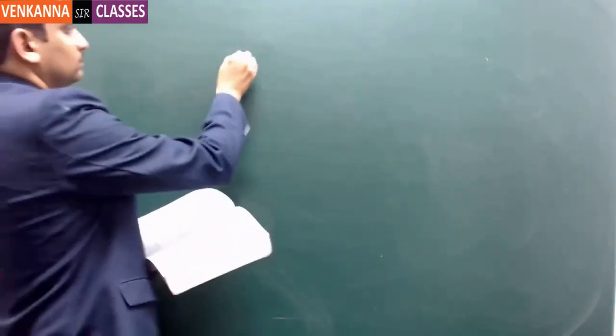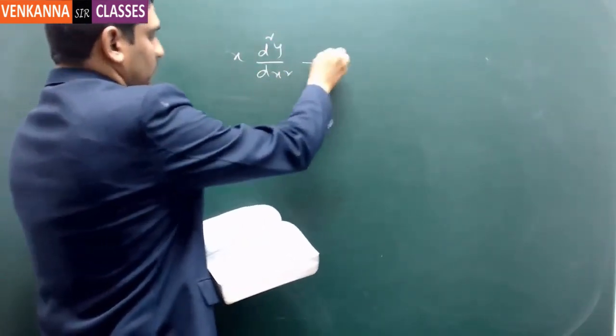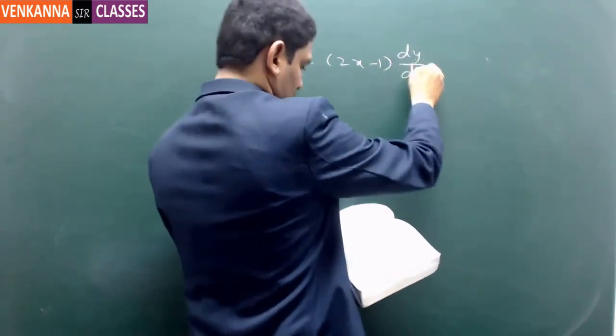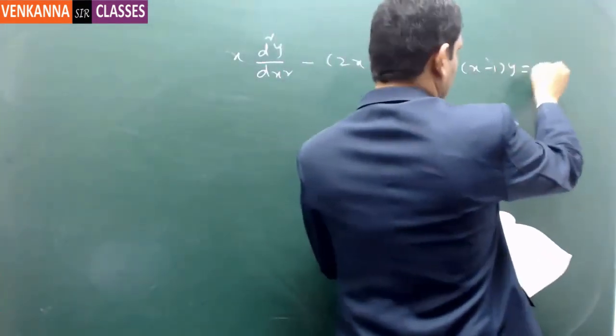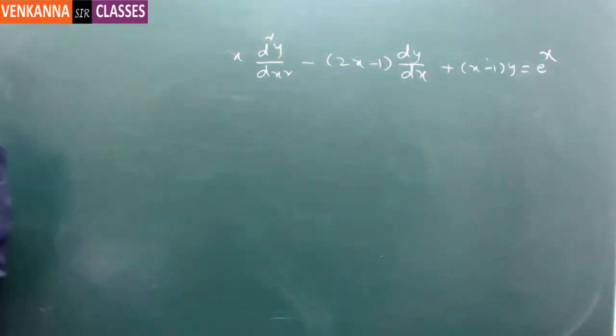So please take the problem. So please take a note of it. x into d square y by dx square minus of 2x minus 1 into dy by dx plus x minus 1 into y equal to e power x. After noting, please inform. Okay.